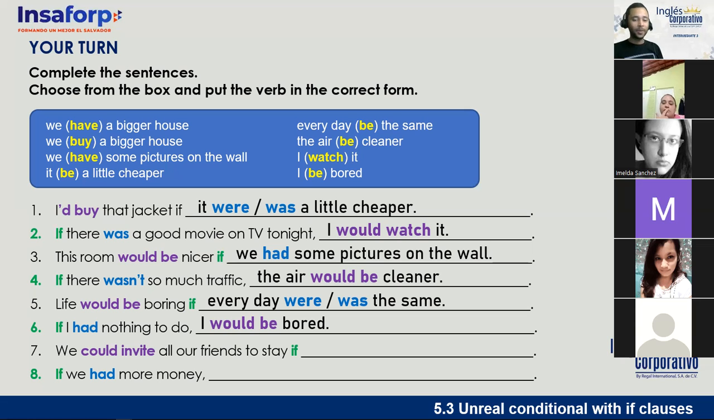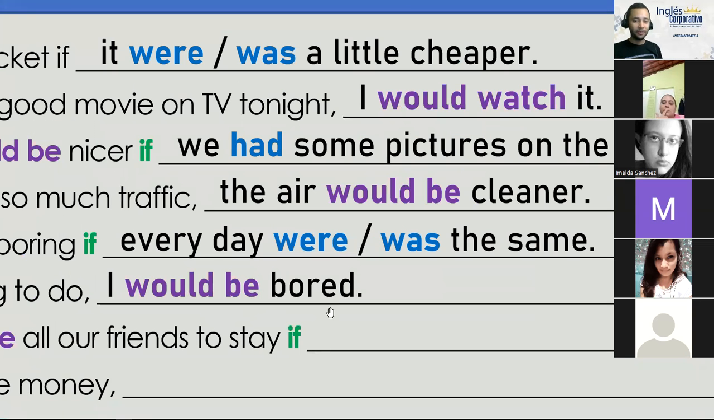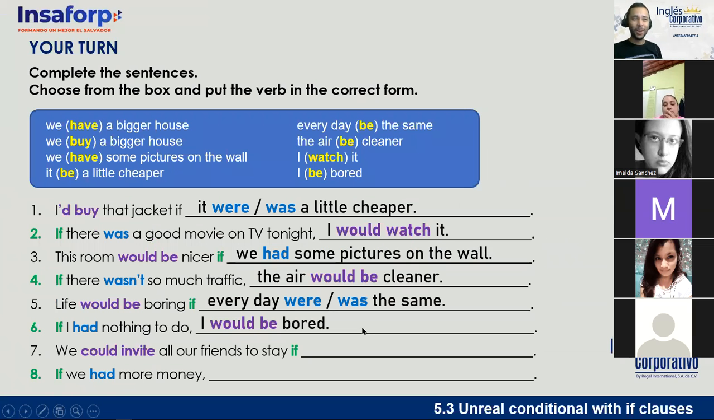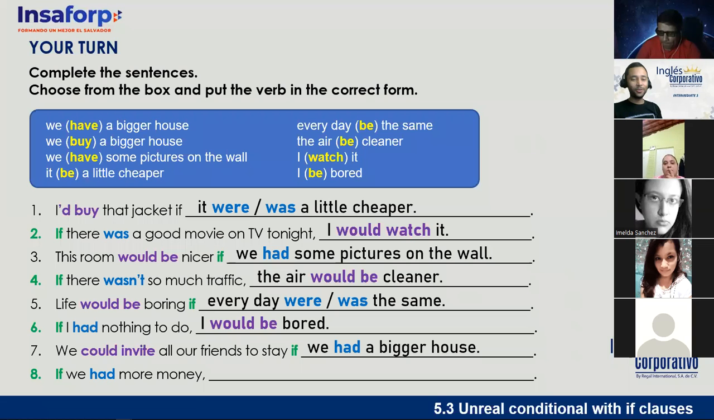Take a look. The key here is the word if. If indicates the condition. If indicates if we have a bigger house. Correct. That's right. We could invite all our friends to stay if we had a bigger house. That is correct. Thank you, Imelda. Podríamos invitar a todos nuestros amigos a quedarse si tuviéramos una casa más grande.